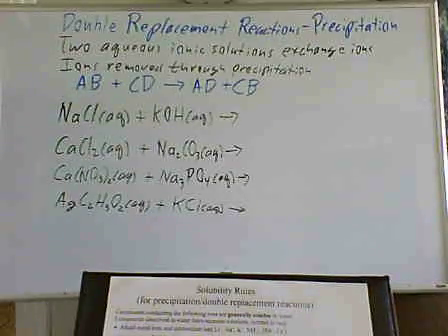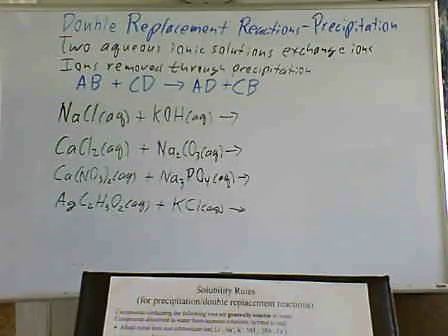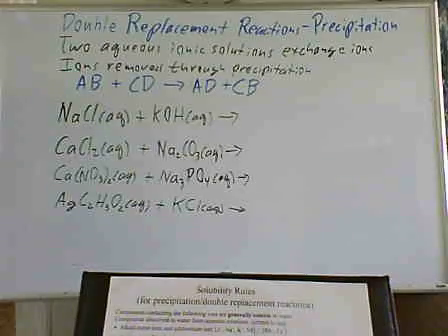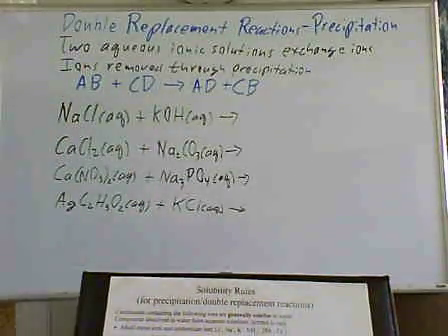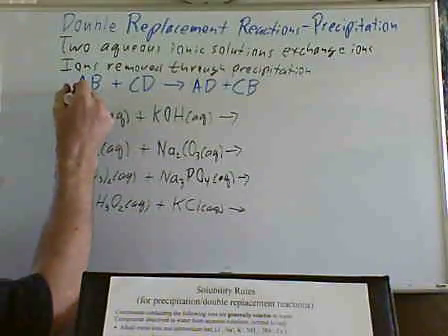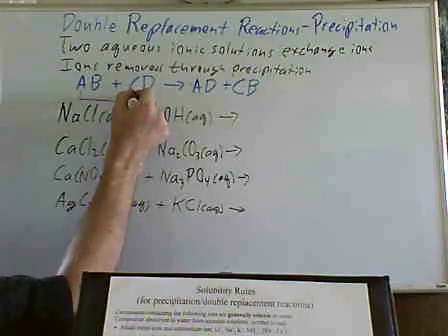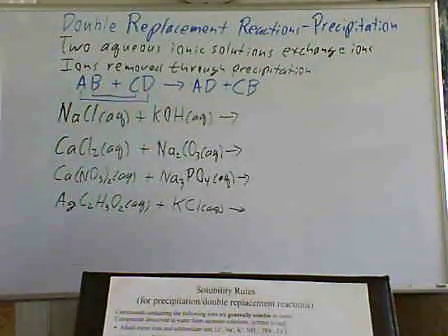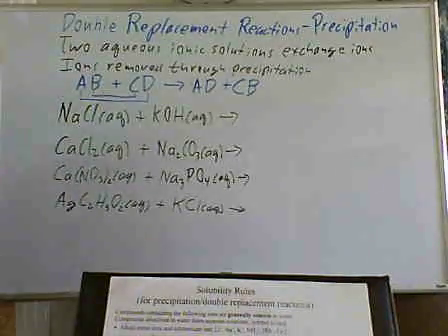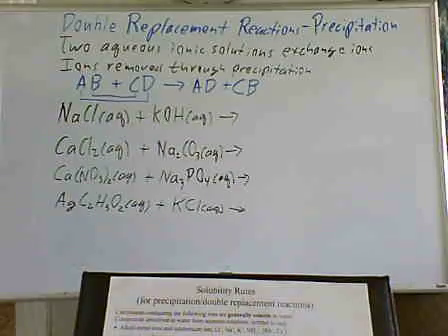Precipitation reactions. Precipitation reactions are double replacement reactions where one of the products forms an insoluble compound, removing ions from solution. So double replacement reactions are reactions where we mix two aqueous ionic solutions and the cation of one combines with the anion of the second, and the cation of the second combines with the anion of the first, creating two new compounds. This happens if one of the products is insoluble, if it forms a precipitate.